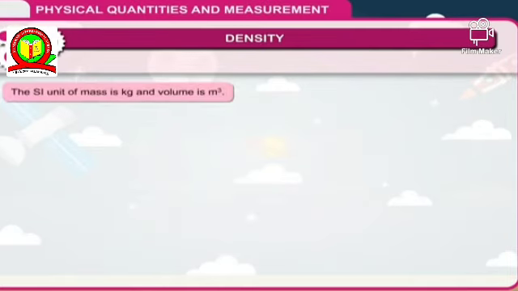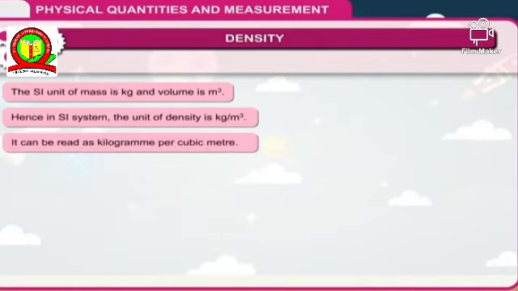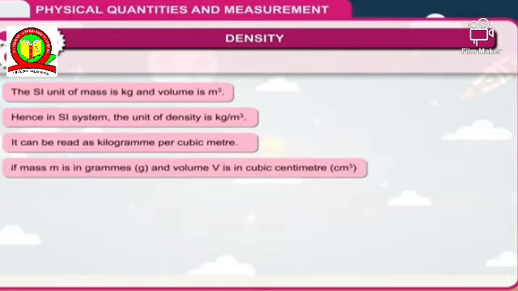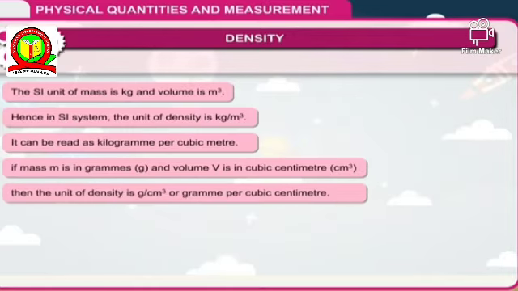The SI unit of mass is kilogram and of volume is meter cube. Hence, in the SI system, the unit of density is kilogram per meter cube. It can be read as kilogram per meter cube. In small units, if mass M is in grams and volume V is in cubic centimeter, then the unit of density is gram per centimeter cube or gram per cubic centimeter.